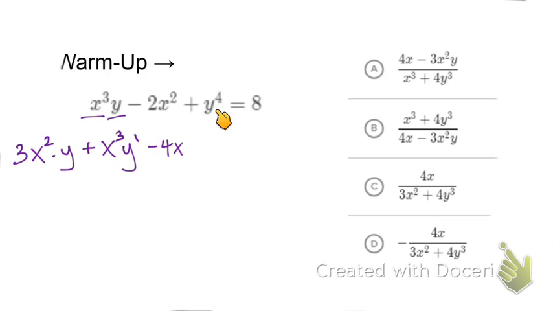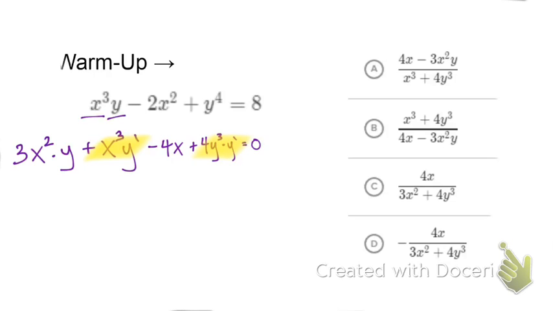And last but not least, this y to the fourth power is a chain rule again, since it has y's in it. The inside is that y. The outside is u to the fourth power. We're raising something to the fourth power. So the derivative of that would be 4y to the third. That's the derivative of the outside, times y prime. That's the derivative of the inside. What's the derivative of 8? 0. Perfect.